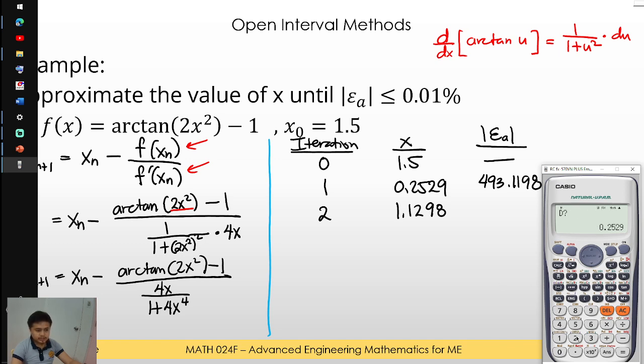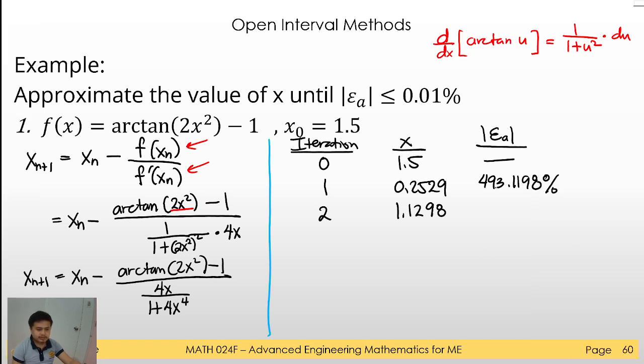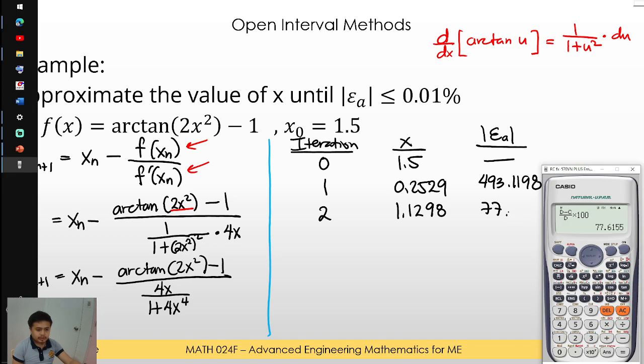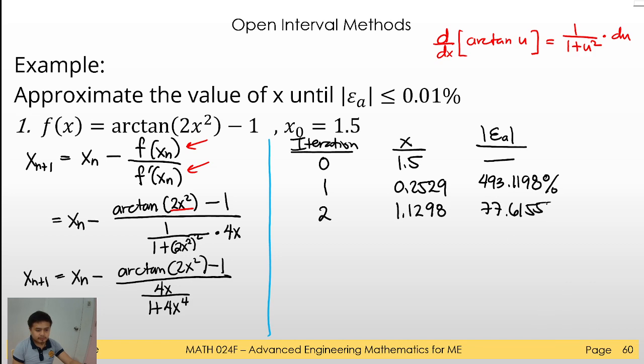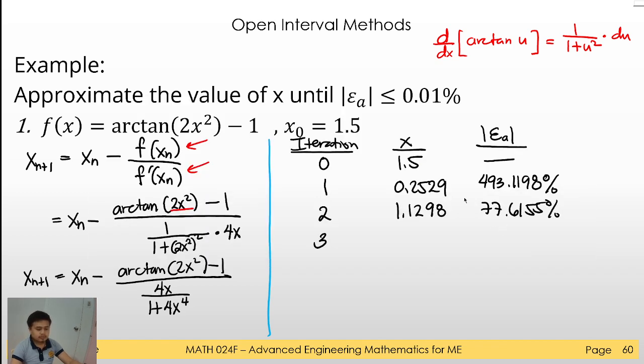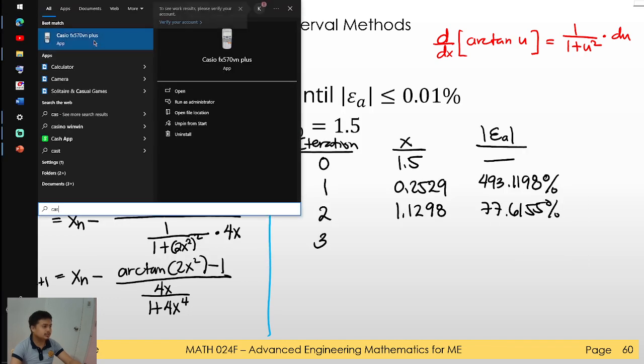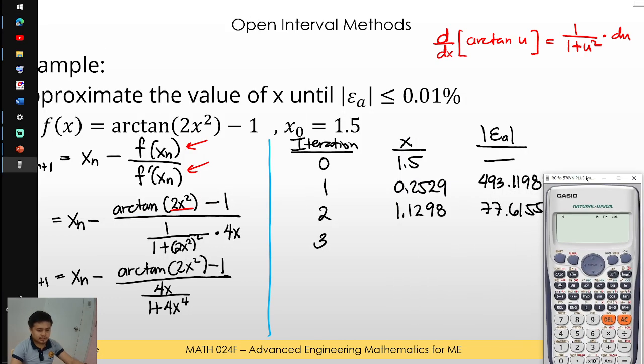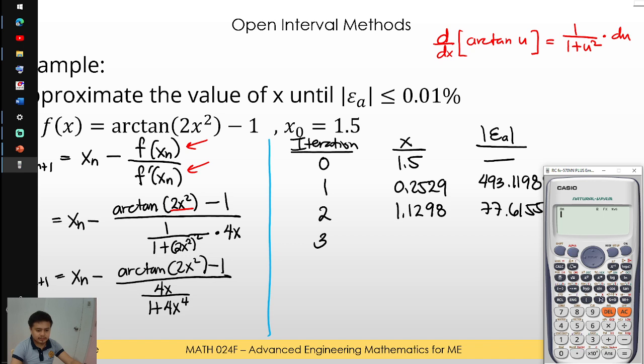Then get the relative approximate error. The approximate error with 1.1298 and 0.2529 is 77.6155%. And then for the third iteration, where's the calculator? Oh, it's gone. Sorry, the calculator crashed.